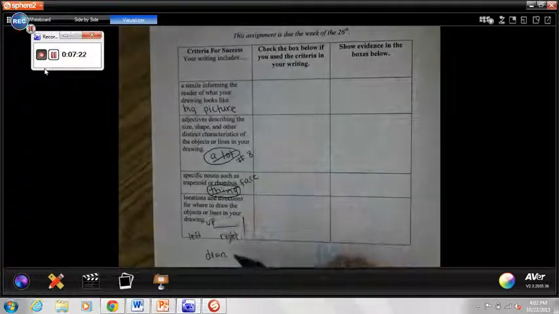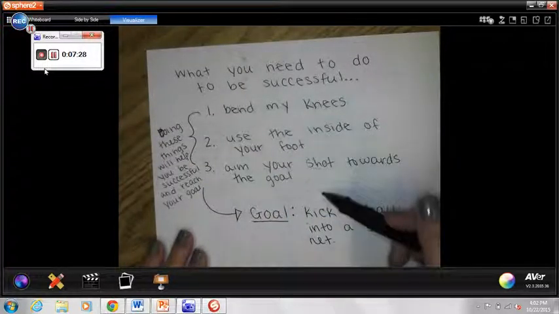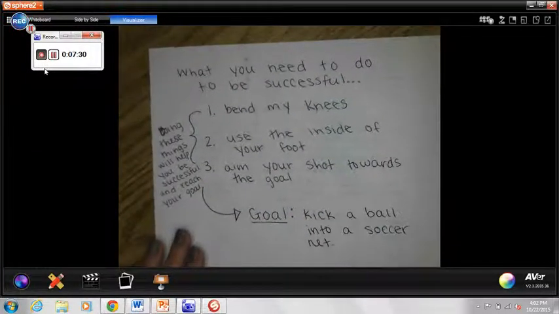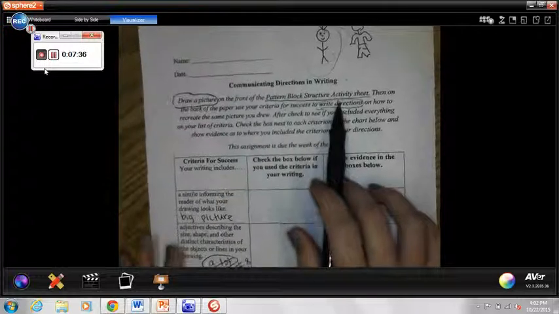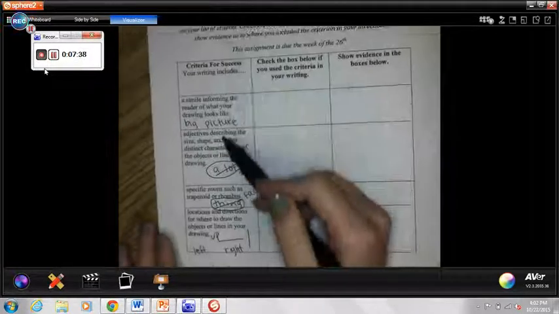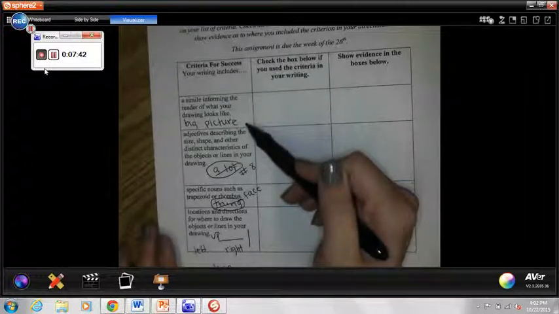So we talked about criteria for success. It is what you need to do to be successful. Here are the things you need to do so that you can reach your goal. Once you know that, you're going to come here, you're going to draw your picture, and you're going to write your directions using the criteria that you came up with in class with me. So you're going to give them the big picture in the beginning so they have an idea of what they're focusing on and they know what their end result's supposed to look like.